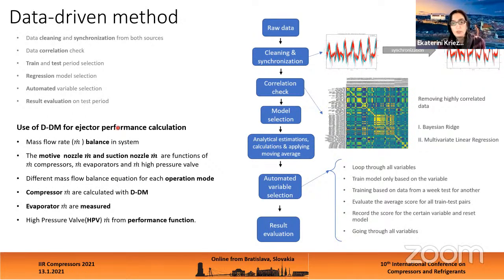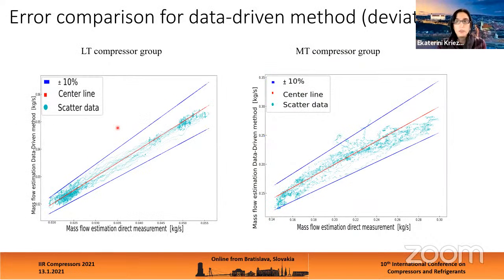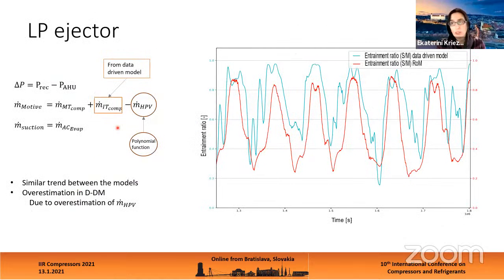The high pressure valve mass flows come again from the performance function of the component. In that case, it's also the downforce valve. The evaporator's mass flow is from measurements, and the compressor's, as we mentioned, from this data-driven method. The data-driven method gives an accuracy in the area of plus minus 10%. We ought to take into account that everything has a certain level of inaccuracy: we have a certain level of accuracy in the mass flow measurements, so we also have a certain level of accuracy in the functions.